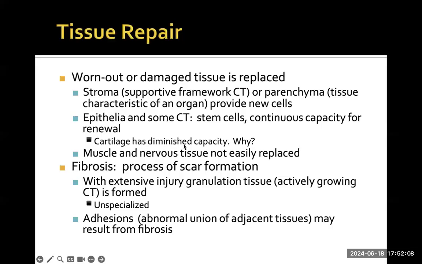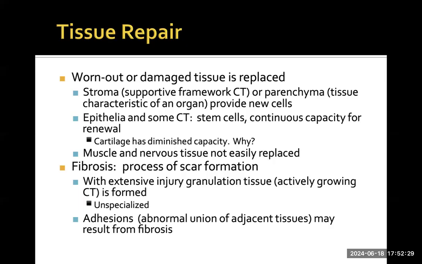Cartilage has a diminished capacity, and that just has to do with the fact that it has very low nerve innervation and a very small blood supply. And then also muscle and nervous tissue are not very easily replaced, which is why they're found deeper in the body, so that hopefully we're protecting them better because they don't get repaired very well.